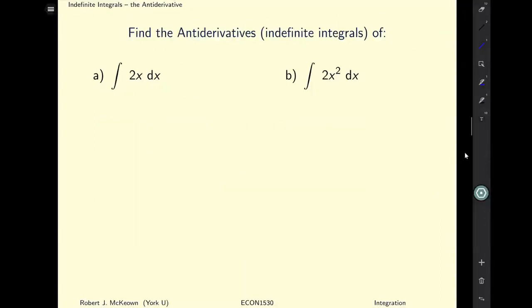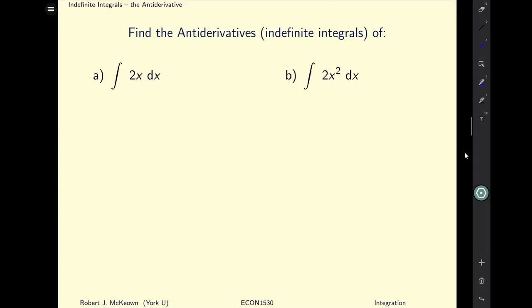Here are a couple integrals. See if you can find the antiderivative for these two very simple functions. Press pause, give it a try yourself, and then when you're ready, start up the video again and I'll walk you through the solution. At this point you're not supposed to know any rules, so you're just giving it your best.